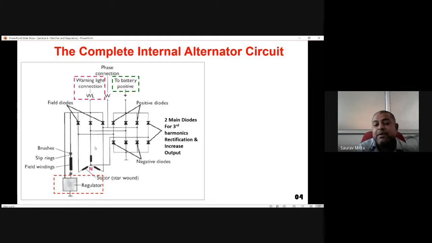Otherwise, when charging is happening and everything is going smoothly, and the alternator is producing electricity, in that case the warning light will not be on. Okay. As soon as there is some problem in any of the circuits, this warning light will be on.